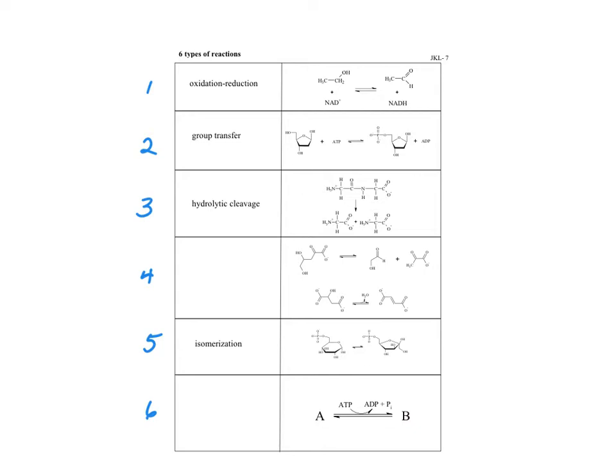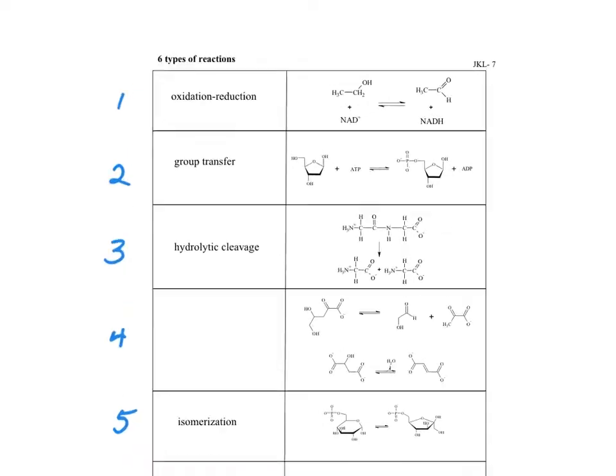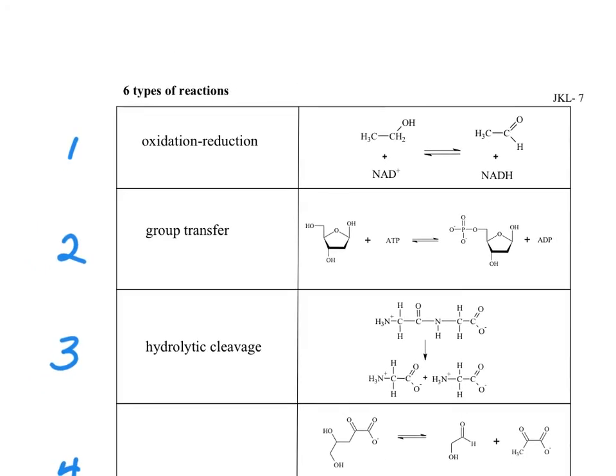Number 1 is oxidation reduction reactions. Number 2 is group transfer, etc. So let's jump in and deal with these one at a time. Many of them we already know how to do. Oxidation reduction reactions is one we've already talked about. That's going to be the transfer of electrons from one molecule to another.